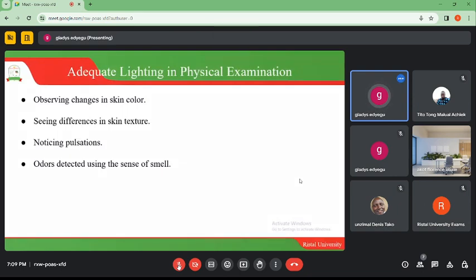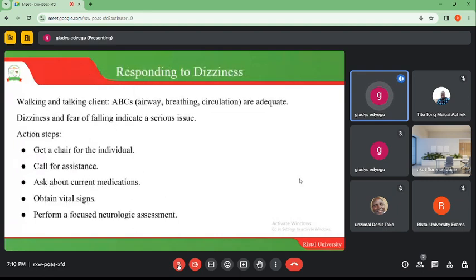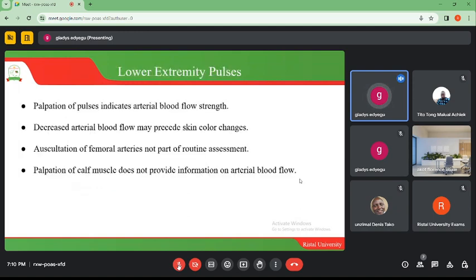So we need adequate light in physical examination, having mentioned the importance of adequate light. It will help you to assess and see the color of the skin of your patient. Then responding to dizziness. Some patients come and they are dizzy. So when they are dizzy, you have to handle them depending on how they are presenting to you. So you have to give them a chair, they sit, call for assistance, and then also ask what drugs they are taking, because it might be due to drugs. Then do vital signs, that is blood pressure, temperature, and so forth, for you to know what could be causing dizziness to your patient, and then also focus on the neurologic assessment to see why your patient is dizzy.